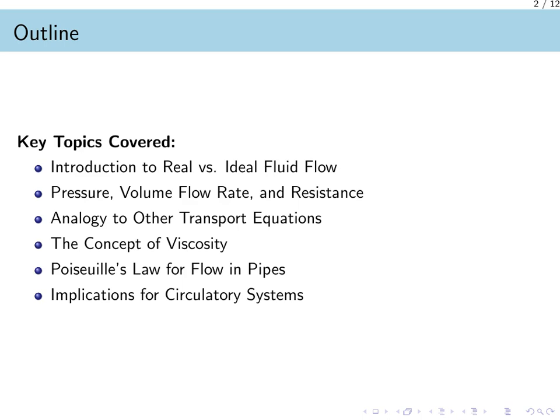Next, we will formally introduce and define viscosity, the key property that quantifies a fluid's resistance to flow. Using this concept, we will then derive Poiseuille's law, which is a fundamental equation for calculating the volume flow rate of a viscous fluid through a cylindrical pipe. Finally, we will explore the powerful implications of this law by applying it to the human circulatory system, explaining the physics behind blood pressure and flow.